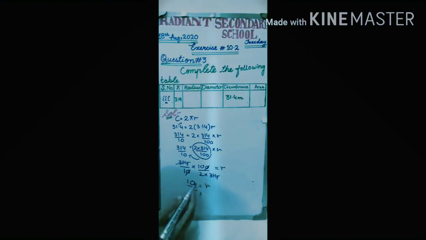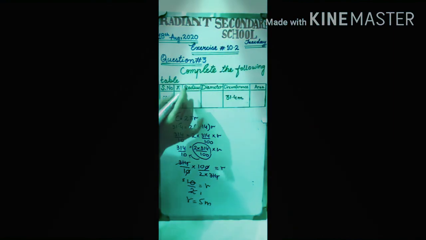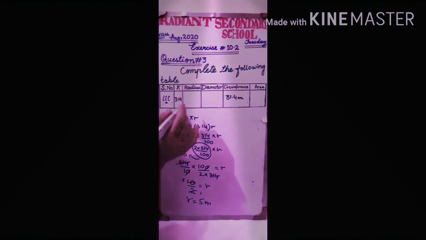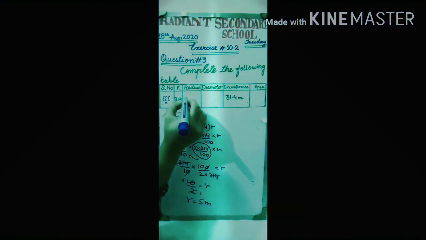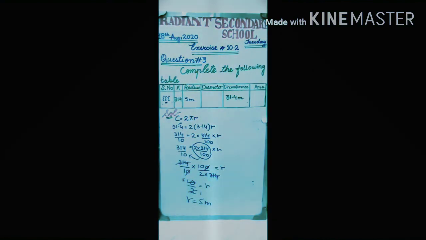Now 2 ones are 2, 2 5s are 10. So here our r will become 5 and its unit will become meter. So the radius we have found, that is 5 meter. So you have to write it in the table, 5 meter.